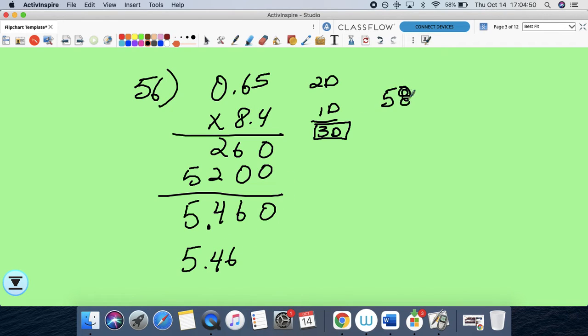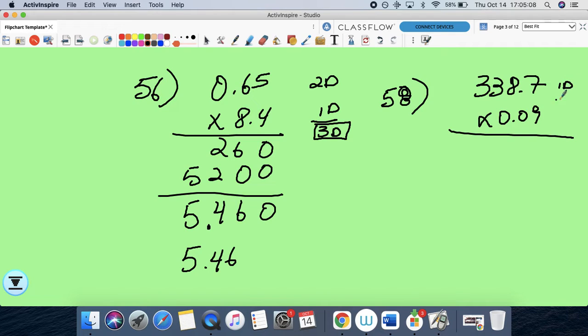58. Sorry. It's a negative times a positive. So I'm going to write 338.7 times 0.09. You want to definitely put the 0.09 at the bottom. So that's a negative. So my answer is going to be a negative answer. Okay. So, there's 1 decimal place here, 2 decimal places here, for a total of 3 decimal places, and that's how many decimal places my answer has to have.